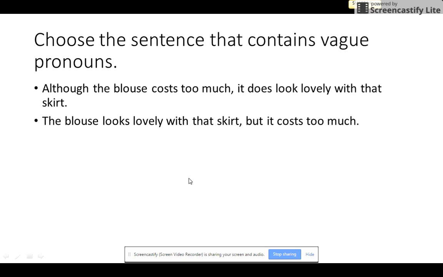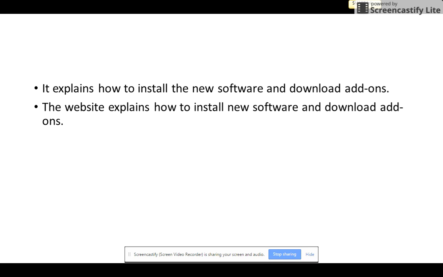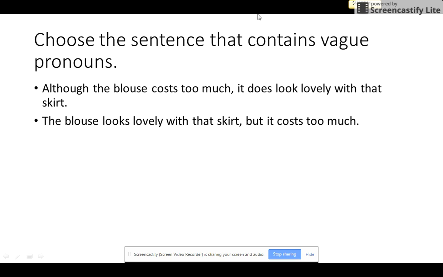Let's take a look at two more sentences. Although the blouse costs too much, it does look lovely with that skirt, or the blouse looks lovely with that skirt, but it costs too much. We're still looking at vague sentences here, but we're switching gears a little bit because now we're looking for not just relative pronouns, but for pronouns that are unclear, so they're vague. Take a look at the first sentence. We have that pronoun, it, right here.